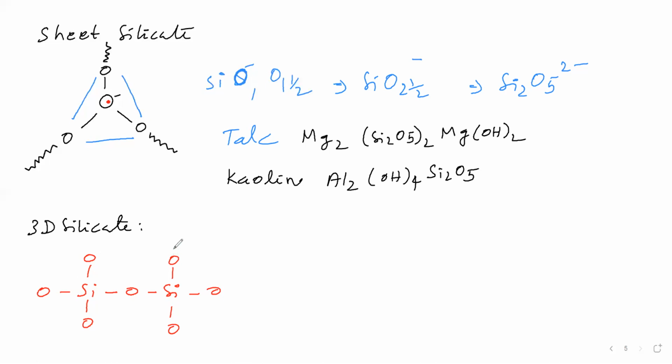So this is making a bond with silicon. It is making a bond with silicon, making a bond with silicon. Like that it will go. So this is a 3-dimensional polymer. 3-dimensional silicate, it is a 3-dimensional polymer, we can say.